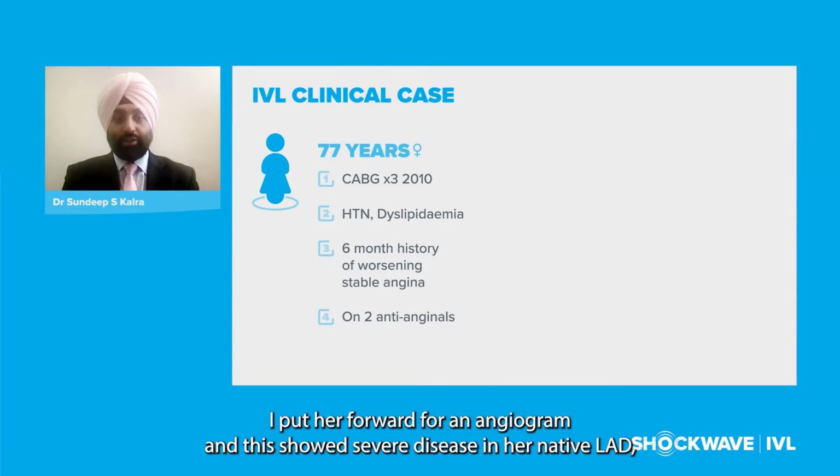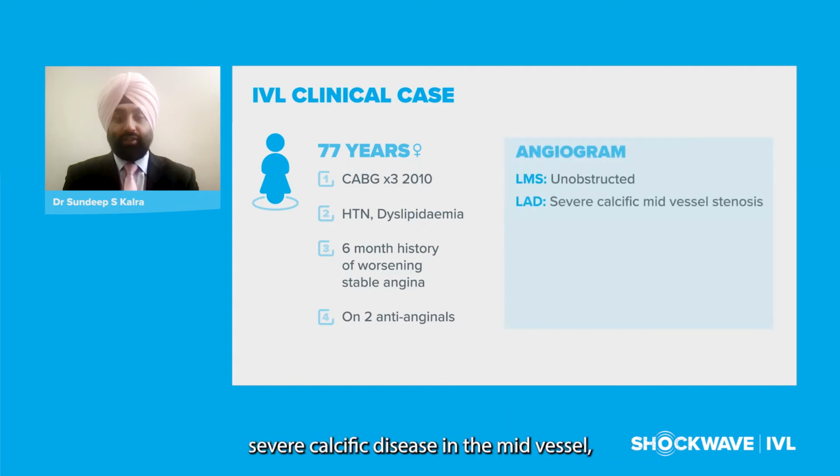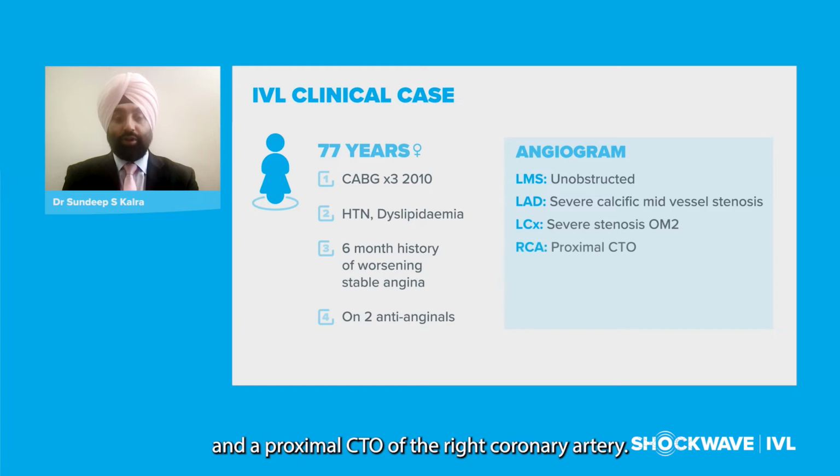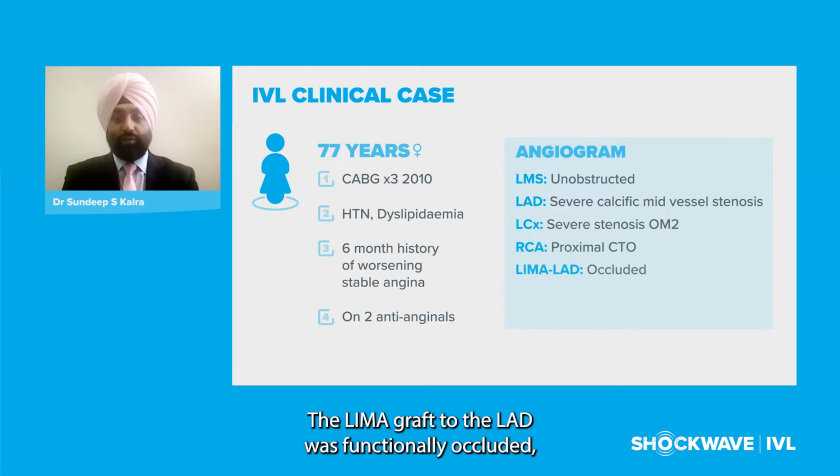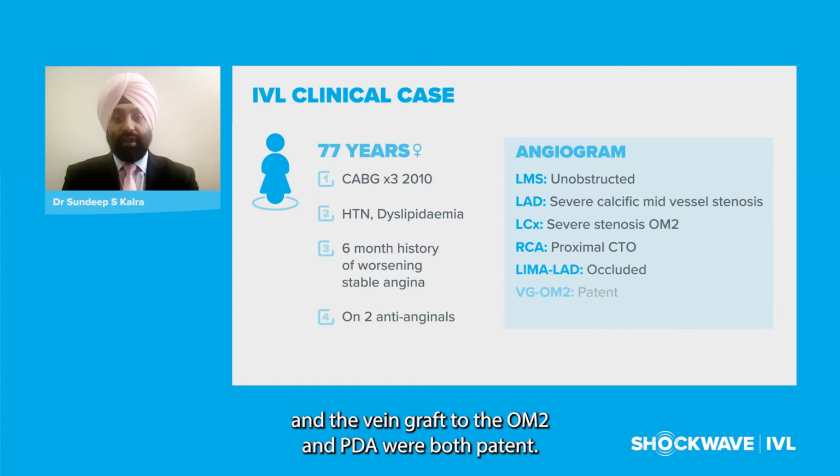I put her forward for an angiogram, and this showed severe disease in her native LAD, severe calcific disease in the mid-vessel, a severe stenosis in the OM2 branch of the LCX, and a proximal CTO of the right coronary artery. The LIMA graft to the LAD was functionally occluded, and vein grafts to the OM2 and PDA were both patent.